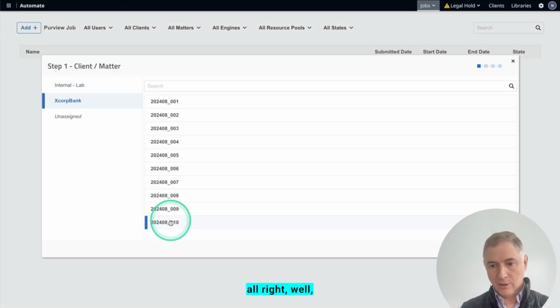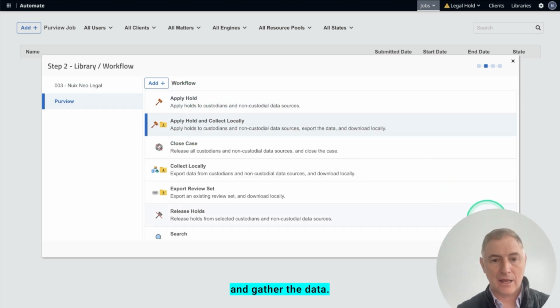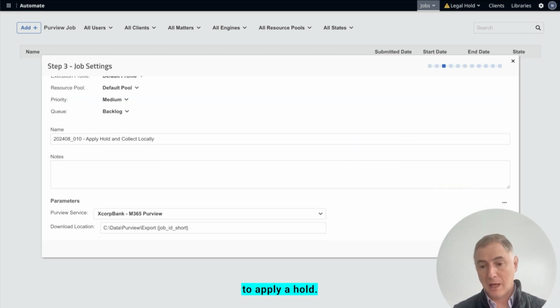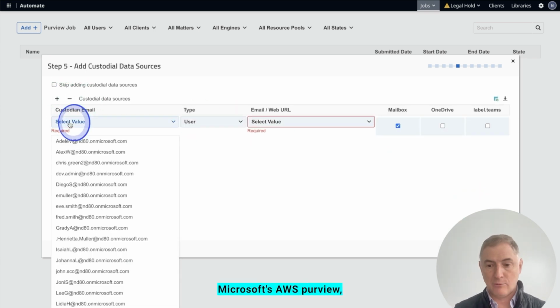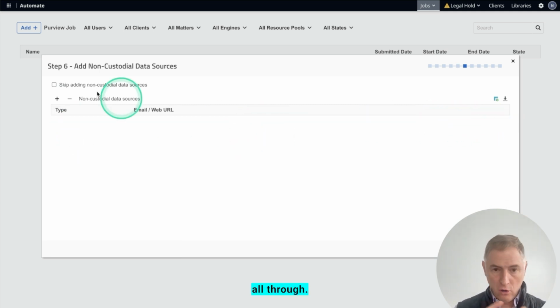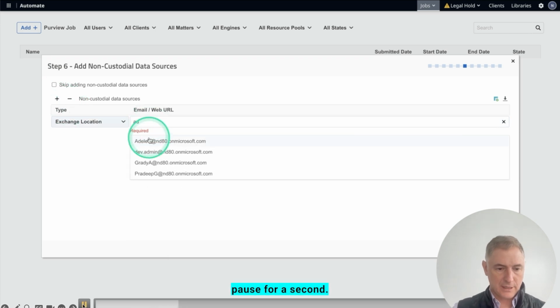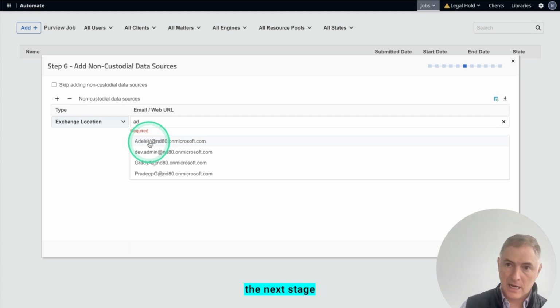But now let's say, all right, here we go. We've got to move beyond that. How do we want to think about that? Now it's time to start to get down and gather the data. So again, the first step might be to apply a hold. One of the great things about Nuix Neo for Legal is our ability to support Microsoft's Purview APIs. This is probably worth pausing for a second. One of the biggest challenges we've heard around Purview is you have to go into the Microsoft user experience, you define your rules and how you want to do it, and then you wait for things to happen, and then you take the next stage, and then you maybe gather that data, bring it down to CDS, and then you go to processing.